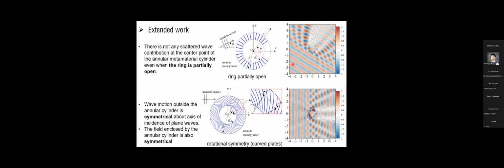Additionally, we have also done some extended work. When the annular ring is partially open, we found that there is still no wave scattering. I mean, there's no scattered wave contribution at the center point. When the material cylinder is made from curved plates, you can see the shape like that. No wave scattering at the center point, so this conclusion is not valid anymore. But we got some other interesting findings.